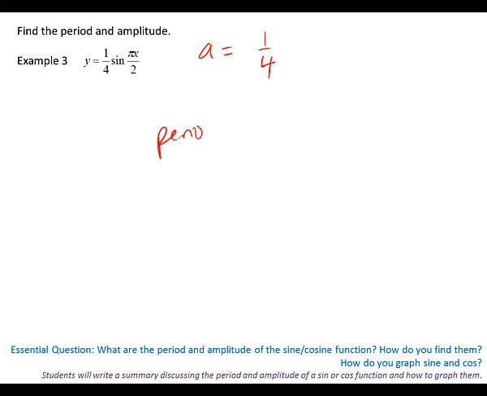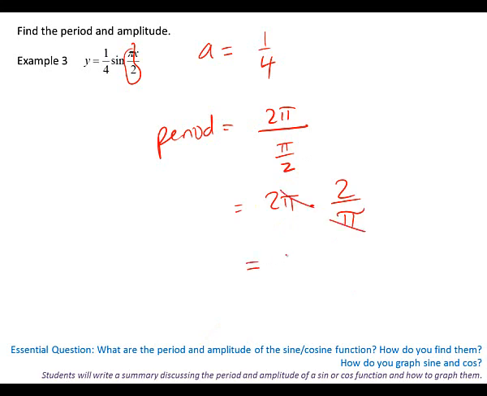The period is 2 pi over B. We're trying to trick you on this one. What's your B value this time? It's pi over 2. Because pi is a number, right? So it's whatever the number is in front of the x. So pi is going to get included into that. So you've got 2 pi times, I'm going to flip the reciprocal, 2 over pi. So what happens? Pi cancels, so how long is the period on this one? 4.